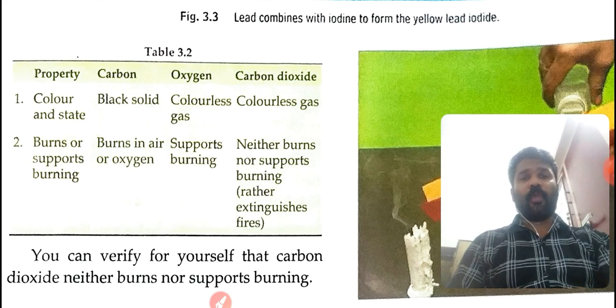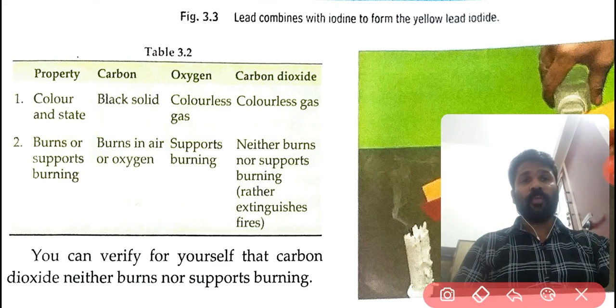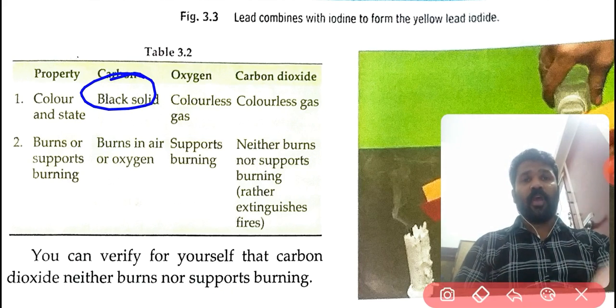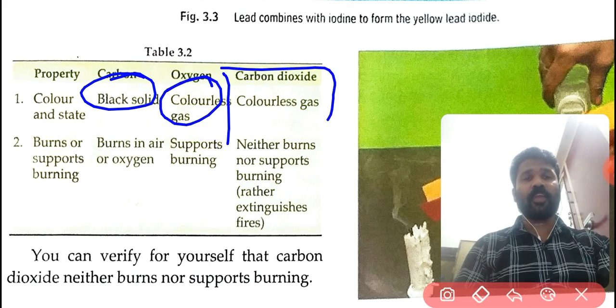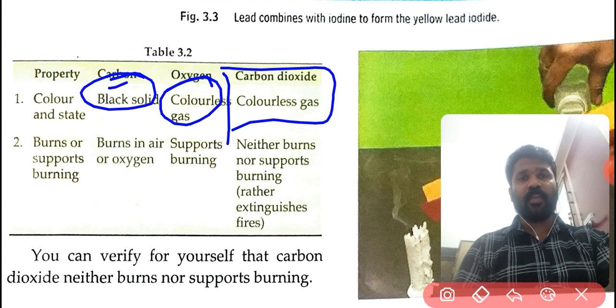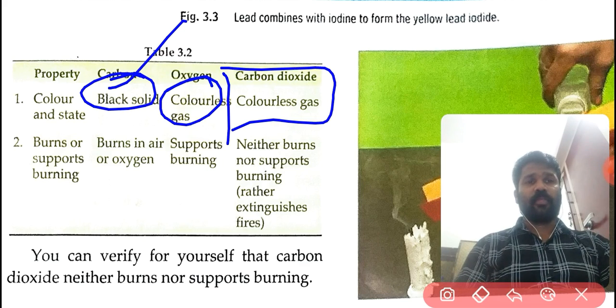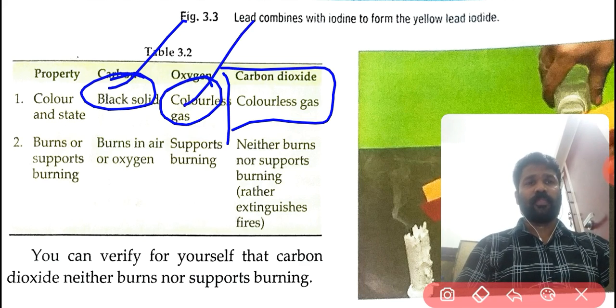Okay students, the first property is color and state. Carbon is a black solid, oxygen is a colorless gas, but carbon dioxide is a colorless gas. By mixing these both, we get a colorless gas.